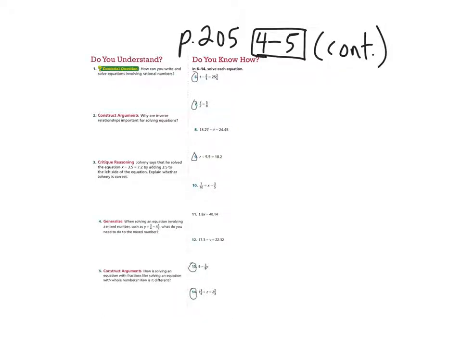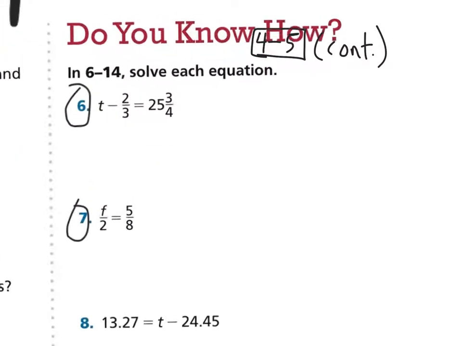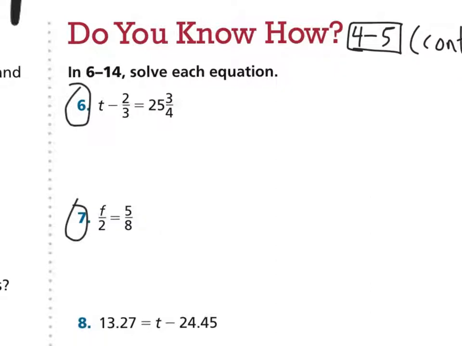Page 205, we're going to continue lesson 4.5 on writing and solving equations with rational numbers. So again, we're going to have some fractions and decimals and things here, and we've done that before, so we should be okay with that. So on 205, if we look at number 6, they want us to solve this equation.